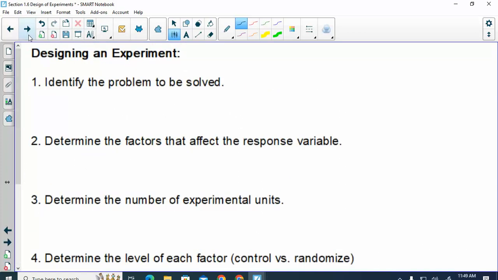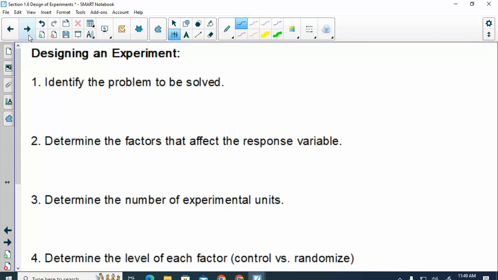So, in general, if we are going to design an experiment, there are certain things that we have to do. The first one, we always have to identify our problem to be solved. We have to know what factors are going to affect the response.